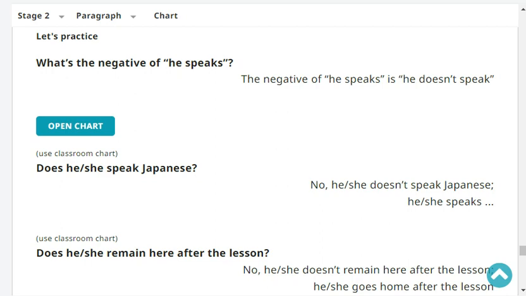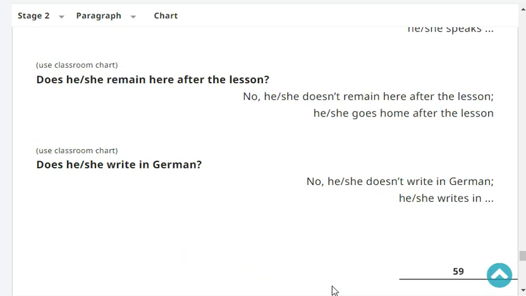Does he remain here after the lesson? No, he doesn't remain here. Not remaining, just remain. No, he doesn't remain here after the lesson. He goes home after the lesson.